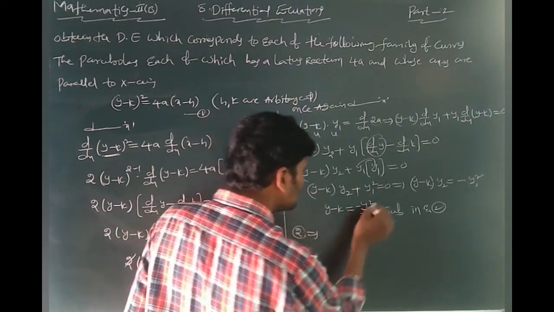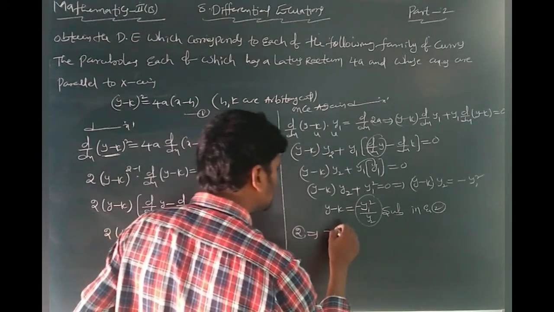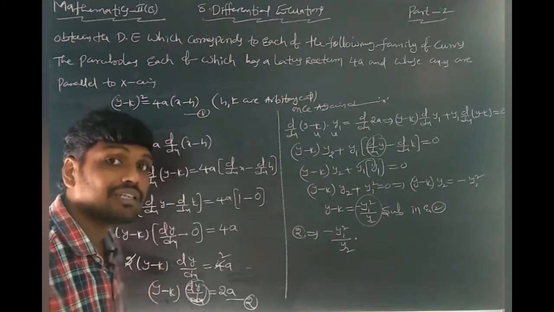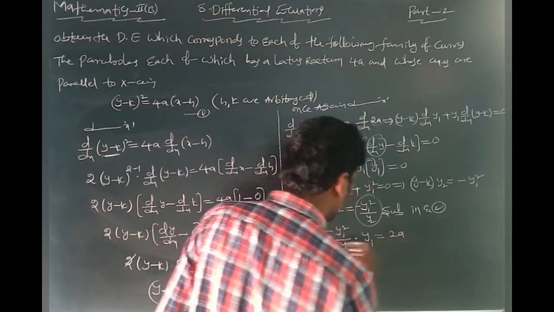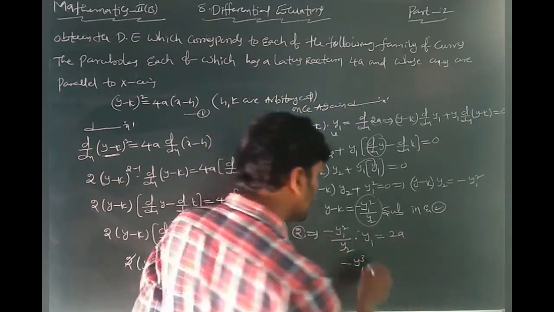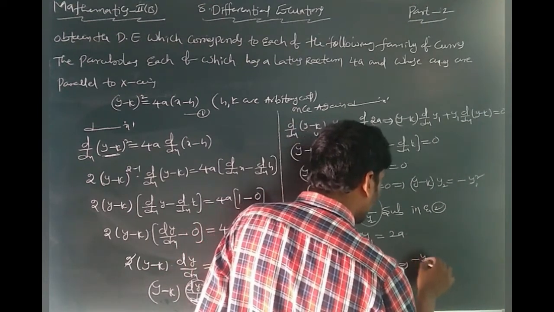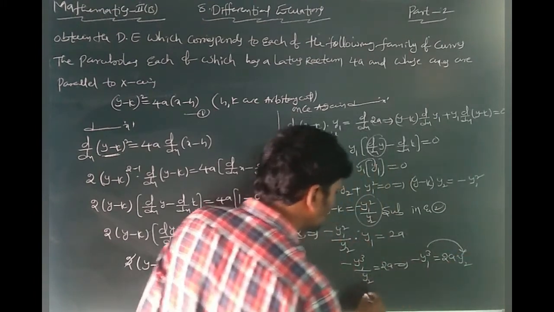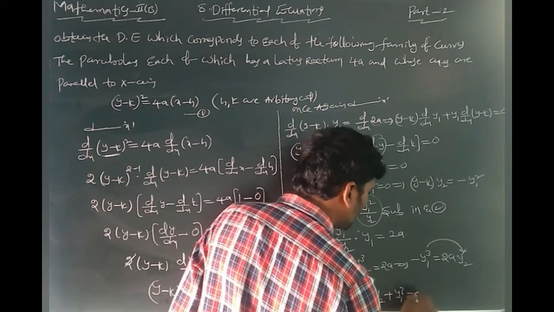In equation 2, what is the value of y minus k? The y minus k value is minus y1 square by y2, into dy by dx. What is the dy by dx value here? y1 is equal to 2a minus y1 into y1 square, into y1 cube by y2 equal to 2a. You can write minus y1 cube equal to 2a y2. You can write this as 2a y2 plus y1 cube equal to 0.